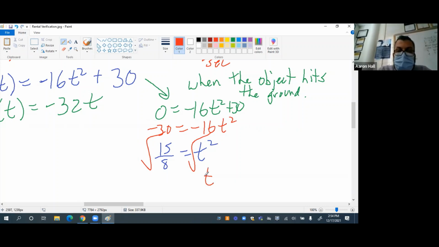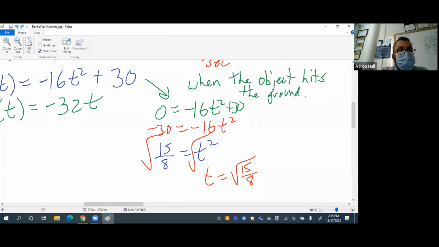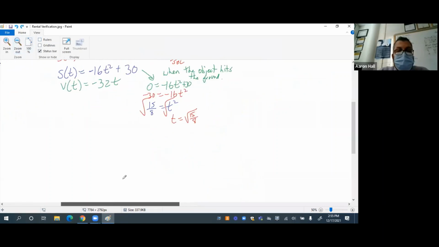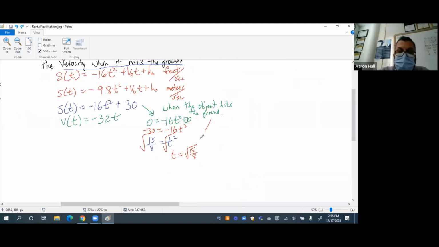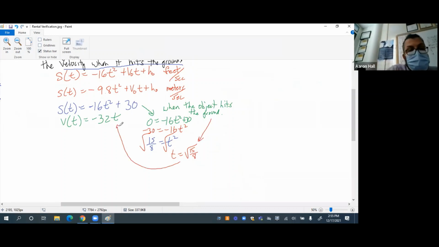So the answer is t equals the square root of 15/8, assuming that time is only positive. That's when the ball hits the ground. How is that helpful? Yeah, plug that into the velocity equation and it'll tell me, then what does it tell me? Yep, that's exactly what we're looking for. The square root of 15/8. What does that give us? Do you have a calculator?